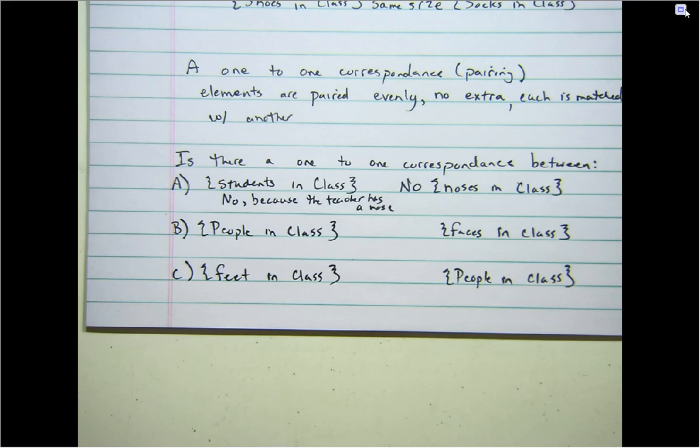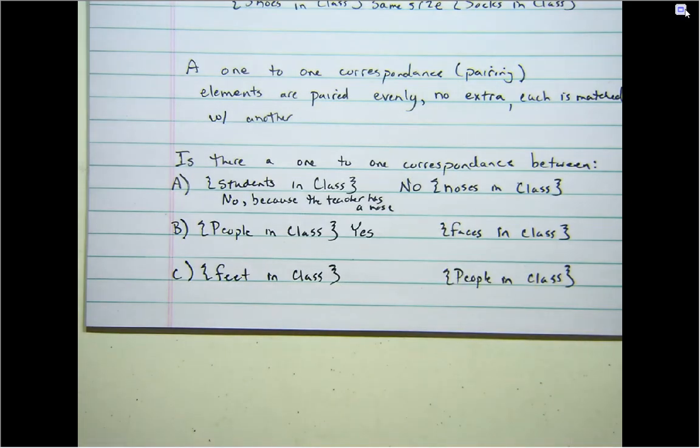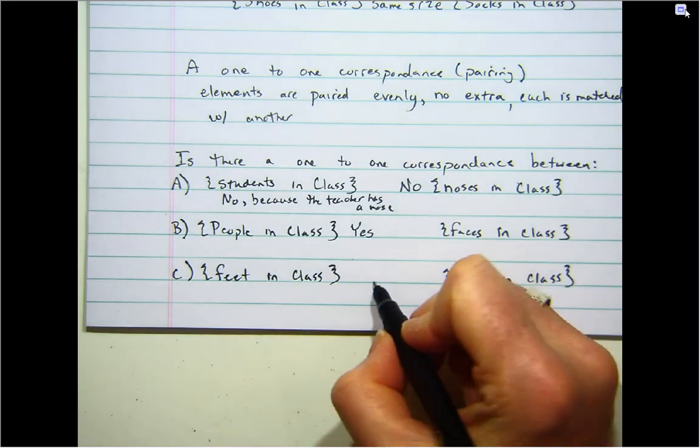Okay. How about B? People in the class and faces in the class. What's that one? Yes, there is a one-to-one correspondence. How about feet in the class and people in the class? No, because most people have 2 feet.